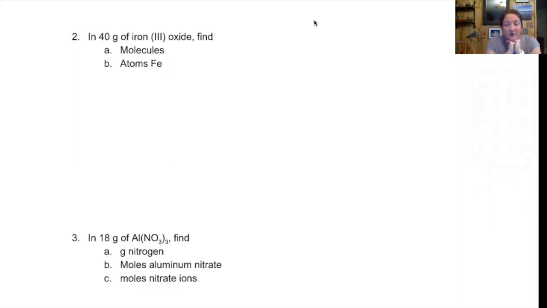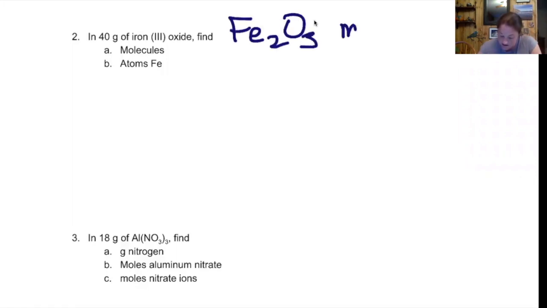Number 2 says, in 40 grams of iron 3 oxide, find the number of molecules and find the number of atoms of iron. Iron 3 oxide is Fe2O3. It has a molecular weight of 2 times 56 plus 3 times 16, which totals to 160.